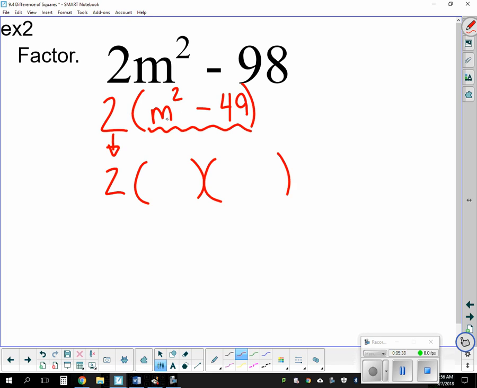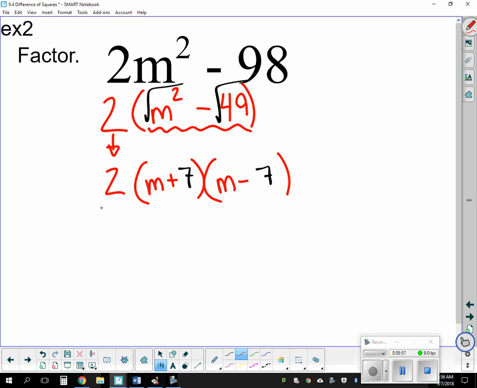So what do you square to get m squared? In other words, what's the square root of m squared? Well, that's m. That goes first. We know we have a plus and a minus. And then what's the square root of 49? Well, you got to square 7 to get 49. So there you go.